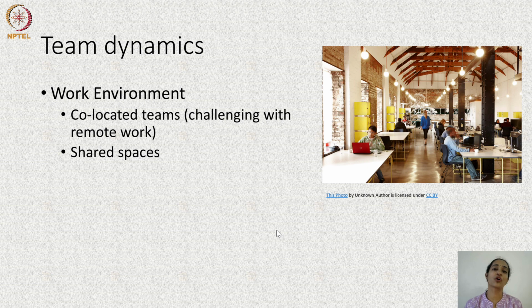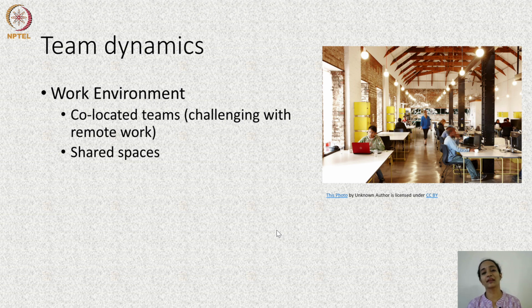Another important aspect of team dynamics is the work environment. Now, I have introduced you to so many challenges and different mechanisms to address these challenges. But one very simple way in which we can help agile teams work effectively is by designing the work environment appropriately. Well, one prescription is to have co-located teams where team members are working in the same space. However, this can be challenging when it comes to organizations which offer team members the possibility of remote work.